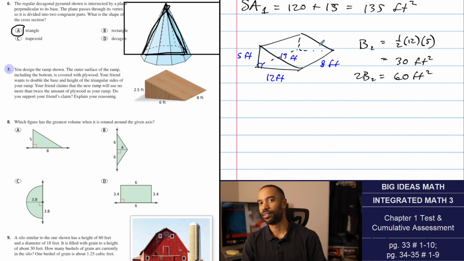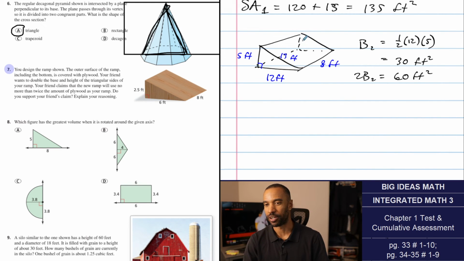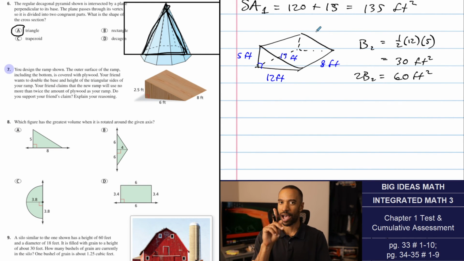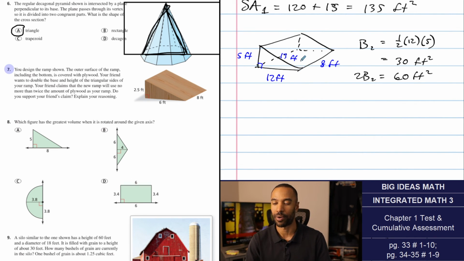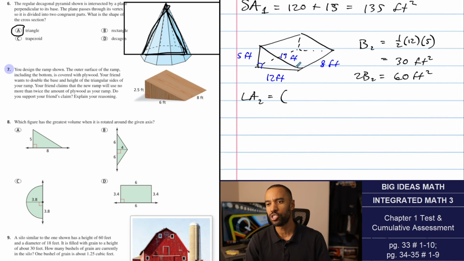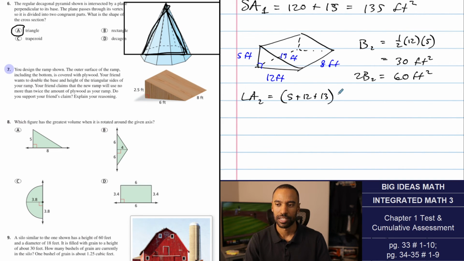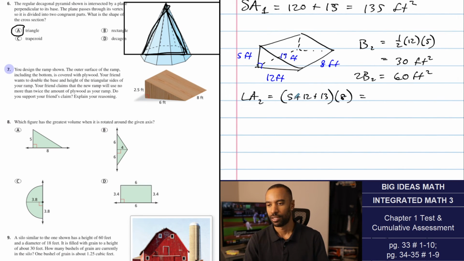But I shouldn't have said everything gets 4 times bigger because the lateral area does not. So I take back what I said. Let's actually compare this. We still got to figure out the lateral area of object 2. Lateral area of object 2 is perimeter of base. Oh, these parts do get doubled. Maybe it still does. I gotta think in terms. No. Anyway, perimeter of base 5 plus 12 plus 13 times the height of 8.